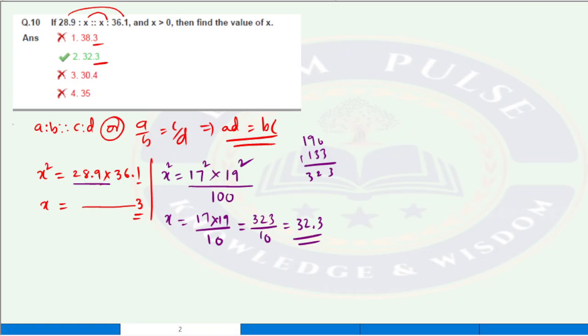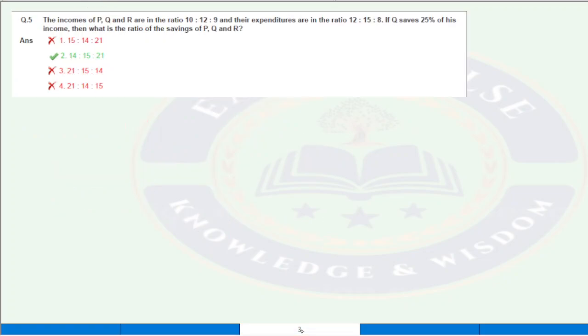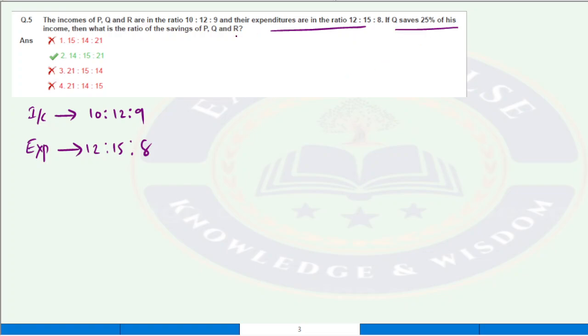Okay, this is a question from the ratio proportionality theorem. Next. The question says, the incomes of P, Q, R are in the ratio, income's ratio is given, 10 is to 12 is to 9. Expenditures are in the ratio, expenditure ratio is also given, 12 is to 15 is to 8. If Q saves 25% of his income, then what is the ratio of the savings he is asking?